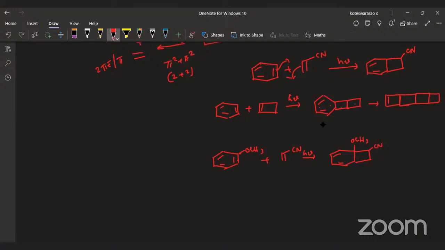Suppose the same reaction is carried out with cyanobenzene and a vinyl ether in photochemical conditions. You look at here, both substituents are adjacent to each other, this cyano and the OR. Both are adjacent to each other.